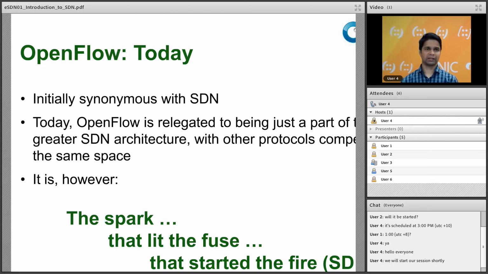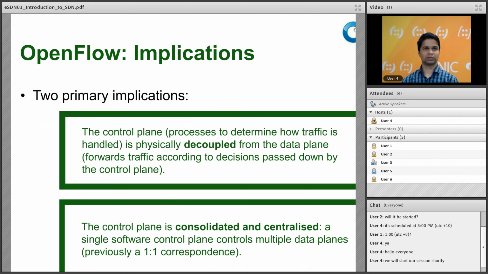Some vendors might say that their devices are SDN capable, but they are not doing OpenFlow. That is absolutely okay. They could use some other mechanism to manage their devices on the fly. So it's not necessary that OpenFlow and SDN are the same idea or the same concept.